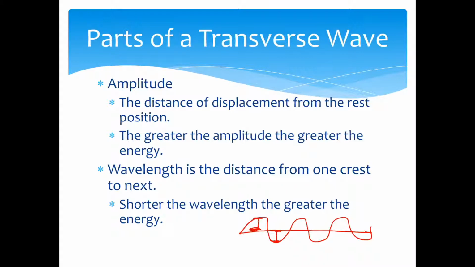So wavelength is the next thing that we're going to be talking about. And wavelength is the distance from one crest to the next, or one trough to the next. So wavelength is going to be from here to here, or here to here. They have shorter wavelengths. That means they have greater energy. So the faster the waves are coming, the more energy required to get them going as fast as they are.